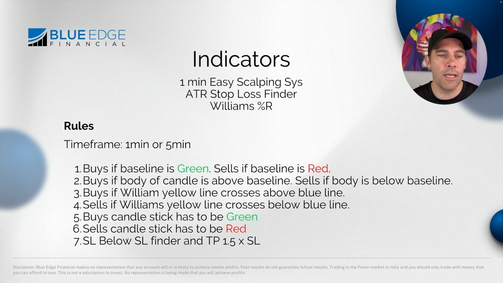Let's quickly go over the rules. Buys if baseline is green, sells if baseline is red. Don't worry, I'm going to go into this in a little bit more detail. Buys if the body of the candle is above the baseline, and sells if the body is below the baseline. Buys if the Williams yellow or percent line crosses over the blue or EMA line. So if you've got default, your line should be the same color. Otherwise, the yellow line represents the percent line and the blue line represents the EMA line. Sells if the Williams yellow line crosses below the blue line. For buys, candles have to be green, and for sells, the candles have to be red.